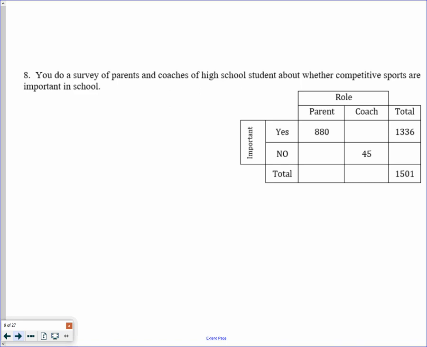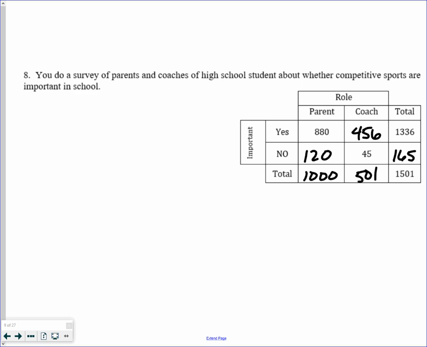Do a survey, filling in the survey then. I know that going yes, 880 of the parents said yes. That means 456 of the coaches said yes. Adding this up is 501. Finding out this number is 1,000, making this one 120, and this one 165. So filling in the chart with the numbers so that each of the columns adds up to the total and each of the rows adds up to the total.